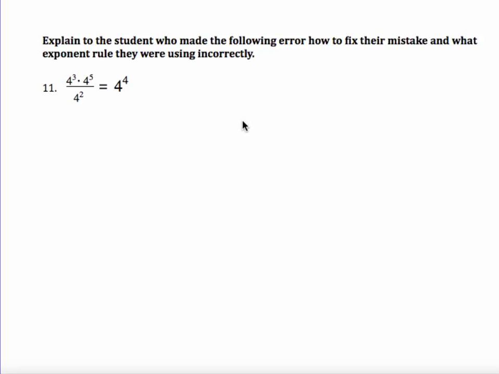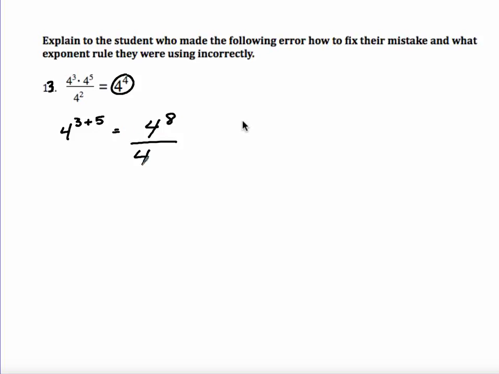Then our last problem here, I had a typo. It should be number 13, but it says number 11. Okay, it says, explain to the student who made the following error how to fix their mistake and what exponent rule they were using incorrectly. So as I look at this, to get 4 to the 4th, it looks to me like they did 4 to the 3 plus 5, and that got them 4 to the 8.